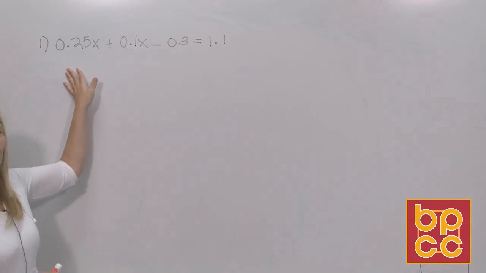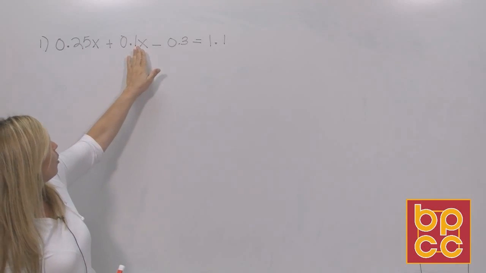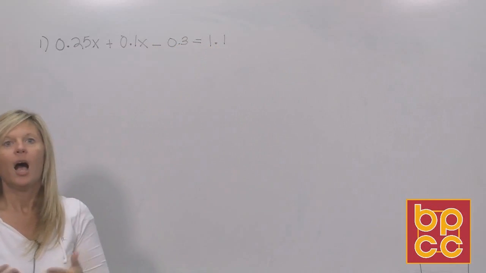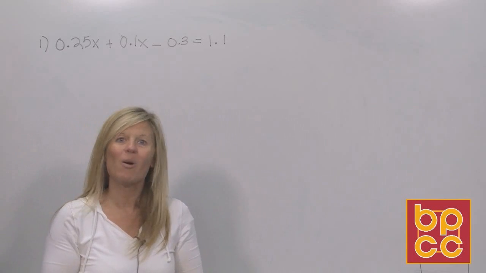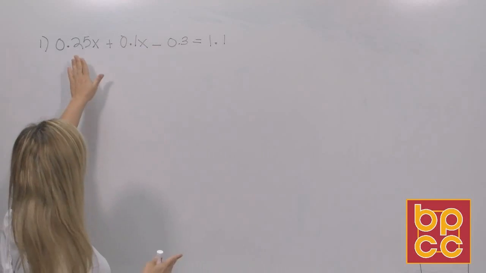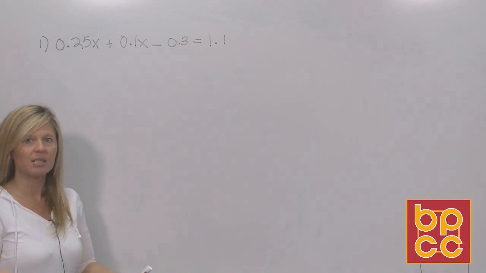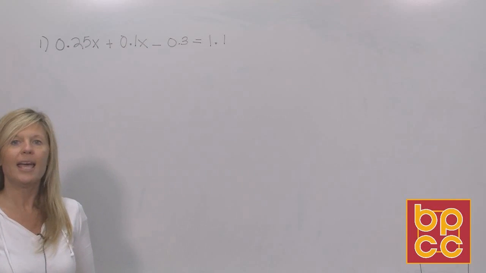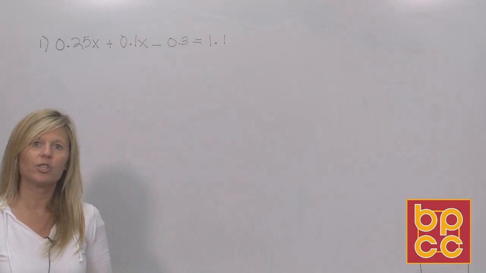Okay, if you look at our first equation, 0.25x plus 0.1x minus 0.3 equals 1.1. I want to solve this equation for x. I have no parentheses, great, but I don't want to have to deal with decimals. I don't have a calculator handy, so it would be much easier if I could make these decimal numbers into integers, whole numbers. So the way we do that is we think common sense. Each one of these decimals can become a whole number if we move the decimal point to the very end, the right. So that's what we're going to do.